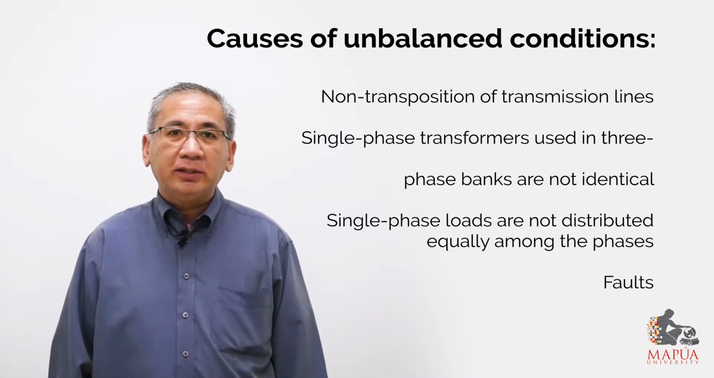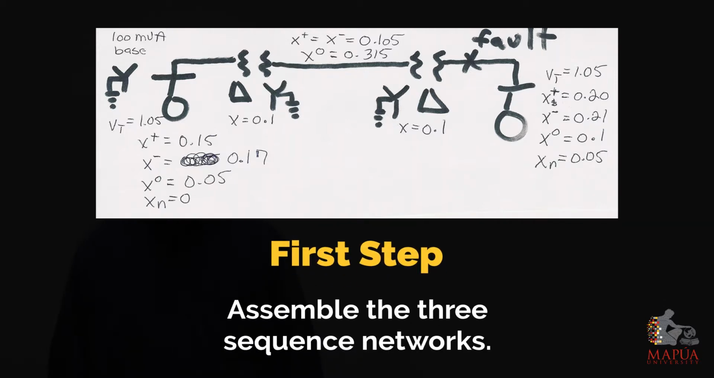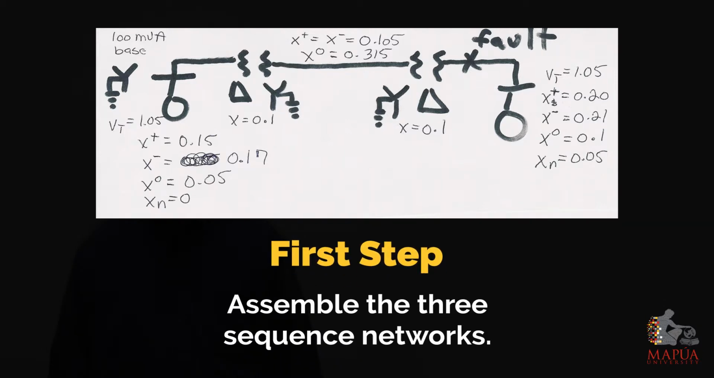Now, let us consider a system wherein we have this configuration, a one-line diagram. In the analysis of this unbalanced fault, the first step is to assemble the three sequence networks. For example, in this given system, we need to develop the sequence networks. We are given here the sequence reactances as well as the terminal voltage of each component in the system.